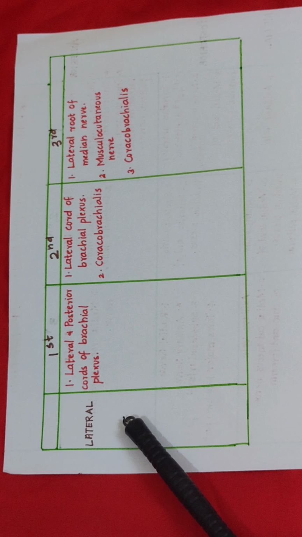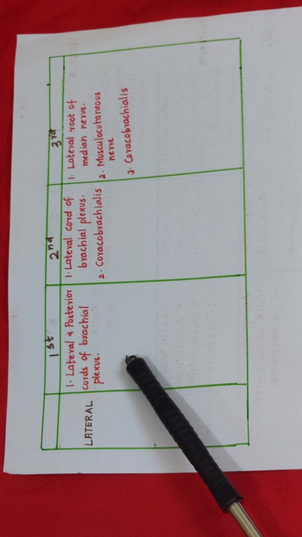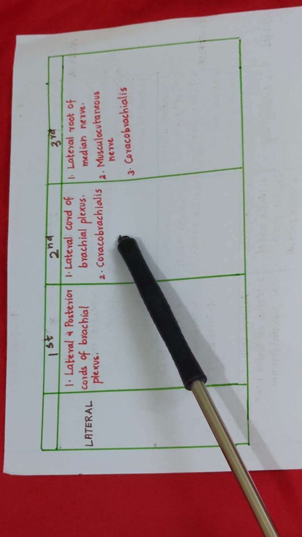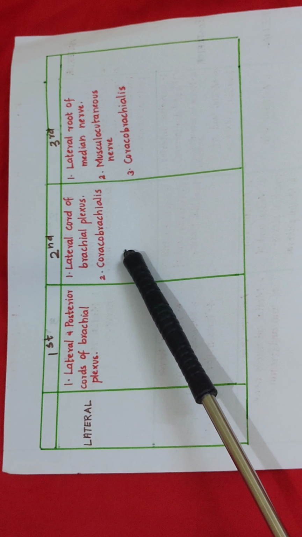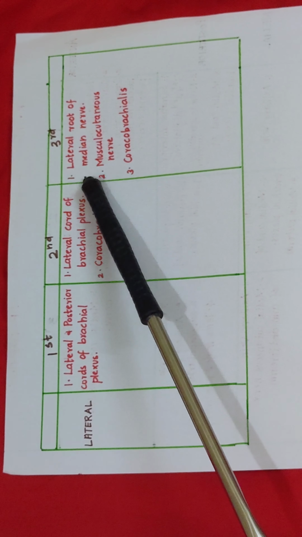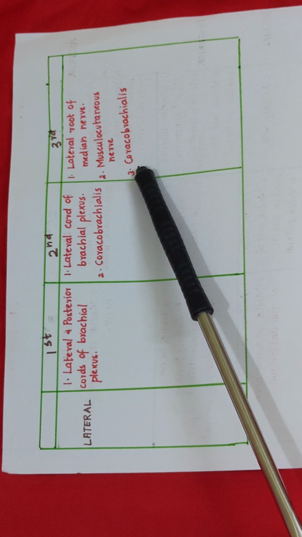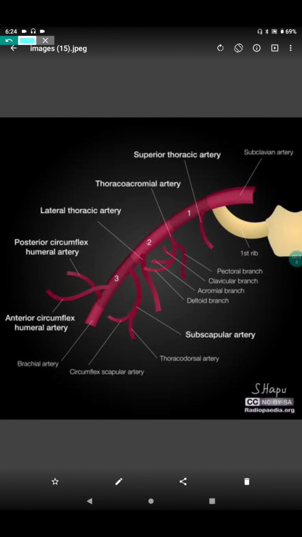The lateral relation is that the first part there is lateral and posterior cord of brachial plexus. In second part we have lateral cord of brachial plexus along with the coracobrachialis muscle, and in third part we have lateral root of median nerve, musculocutaneous nerve and coracobrachialis muscle.